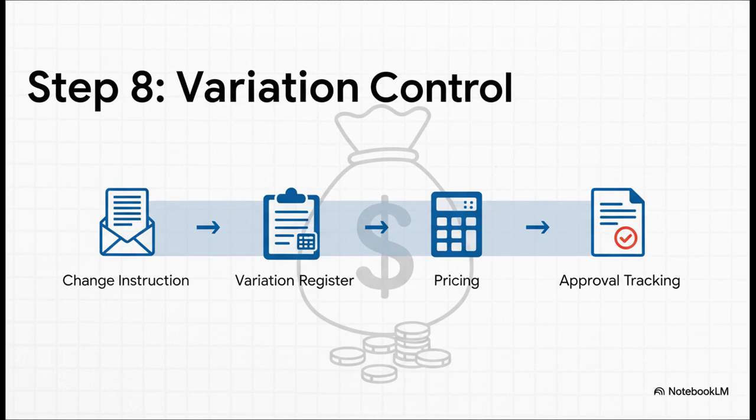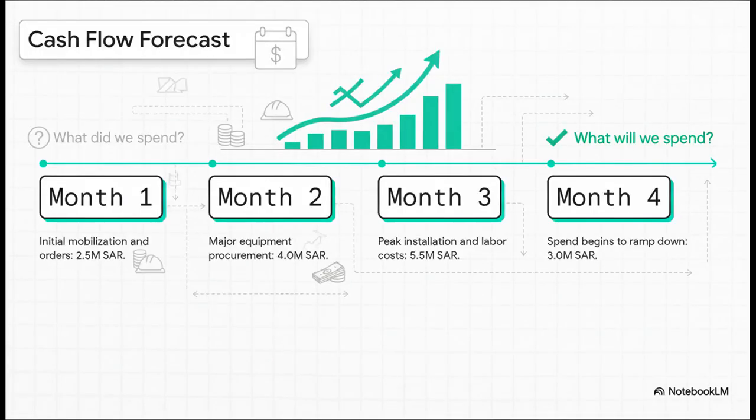Your job is to catch every single change, log it in a register, price it immediately using the contract rates, and then track its approval status like a hawk. This is how you turn chaos into a controlled, documented process. With all the data you've been gathering, you can now build a cash flow forecast. This is huge. You're telling management exactly how much money the project is going to need and when. You see the shift? You're moving the conversation from what did we spend last month to what are we going to spend next month. That's incredibly valuable for financial planning.